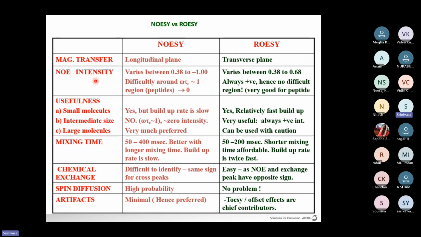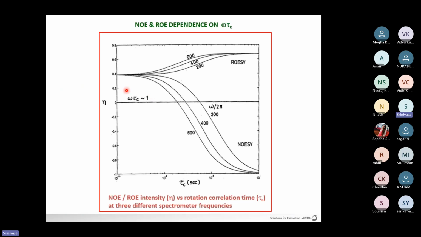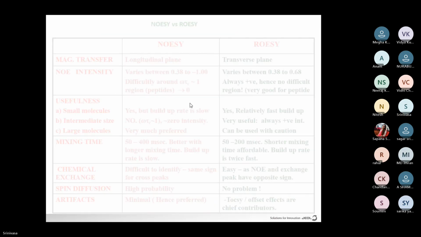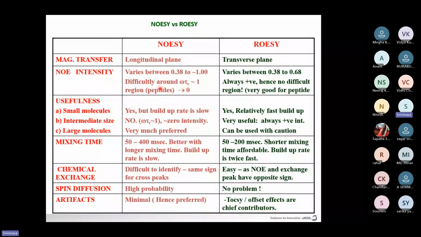Now, as I mentioned, the NOE intensity becomes difficult around the correlation area of 1. Around these areas, the NOE becomes difficult and the region becomes zero. As I mentioned, when you go to peptides, the molecular size falls around 1000 or 1500. So for dipeptides, tripeptides, all that, you will not get NOE. So all the peptide people are using only the ROESY experiment. You have to do ROESY, not NOESY. NOESY is not a good experiment for peptides.